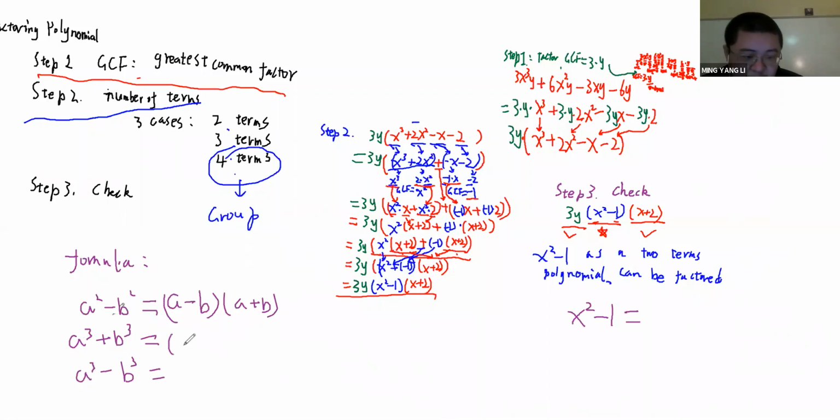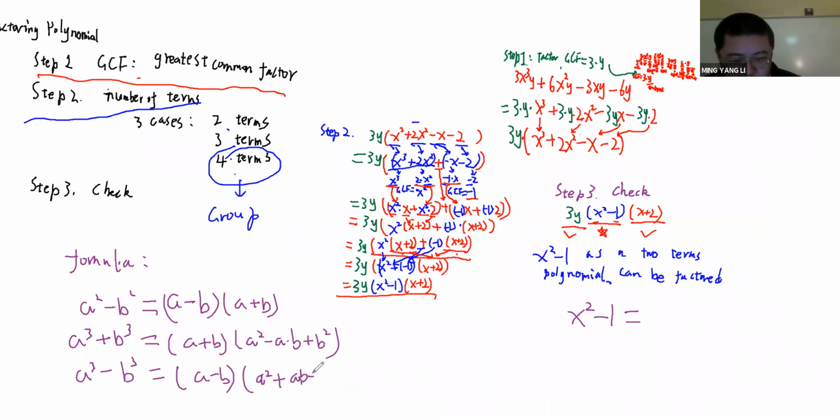And the sum of cubes is a plus b times a squared minus a times b plus b squared. The last one, the difference of cubes, is given by a minus b times a squared plus a times b plus b squared. These are our formulas.